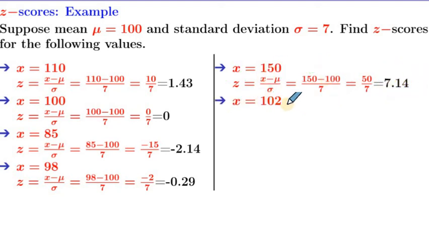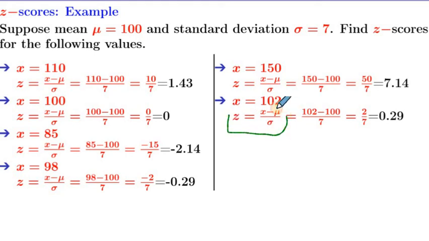Now again, let's find the z-score for when x equals 102. We have the formula of z, which is x minus mean over standard deviation. We know our x is 102, our mean is 100, and the standard deviation is 7. When we do this math, we get 2 over 7, and when we divide 2 by 7, we get 0.29.